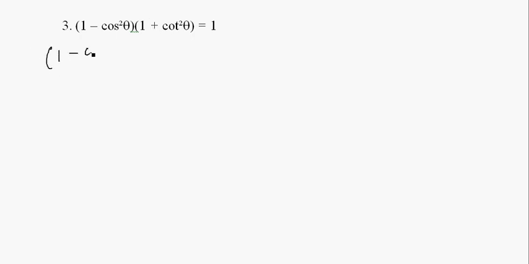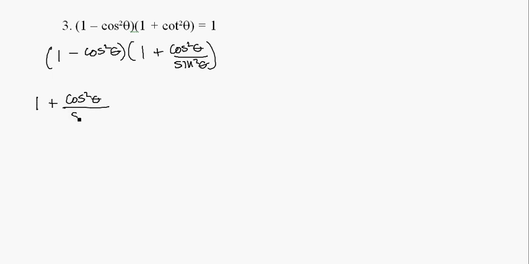So this is (1 minus cosine squared theta)(1 plus cosine squared theta over sine squared theta). So now let's multiply these two. I get 1 plus cosine squared theta over sine squared theta minus cosine squared theta plus, oops, that's a minus, cos to the fourth over sine squared theta.